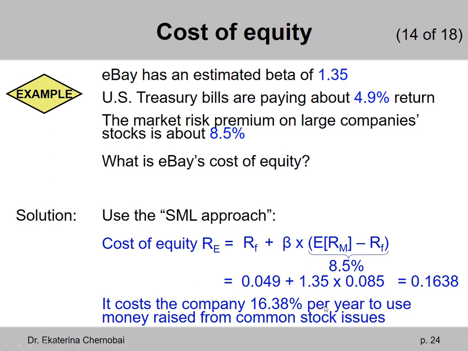In other words, if eBay sells a share of stock for $100 and somebody pays $100 for the stock, then in return, every year in the future, this firm is obligated to pay back $16.38. So 16.38% of $100, hypothetically, if that's what the stock share costs, is $16.38. That's the cost of equity to this company every single year. That's the money that would be going back from the company to the investor who bought this company's shares.